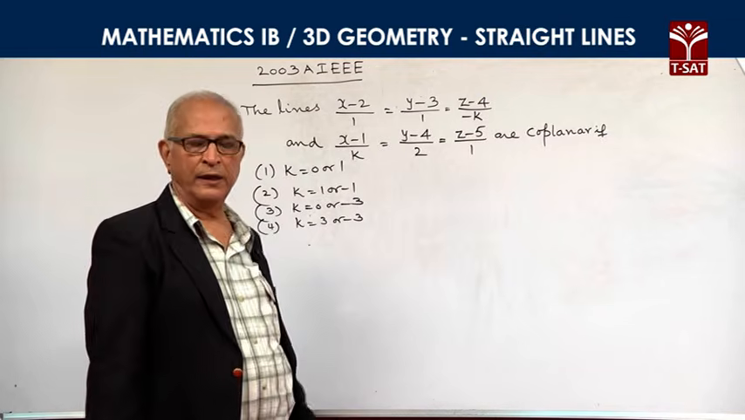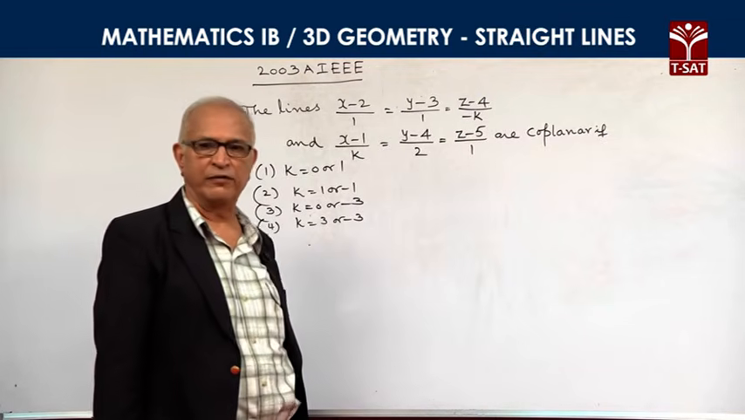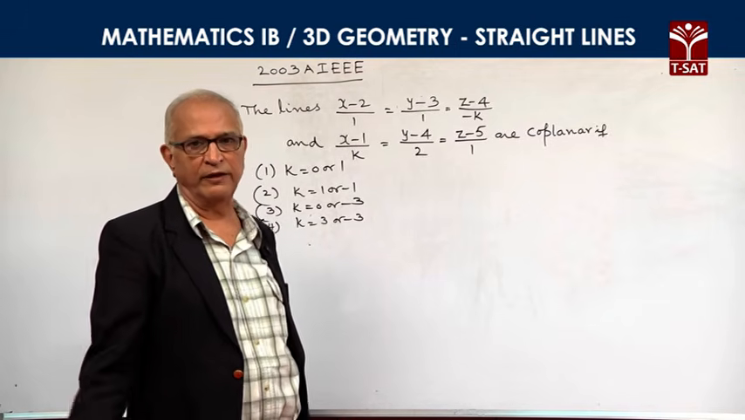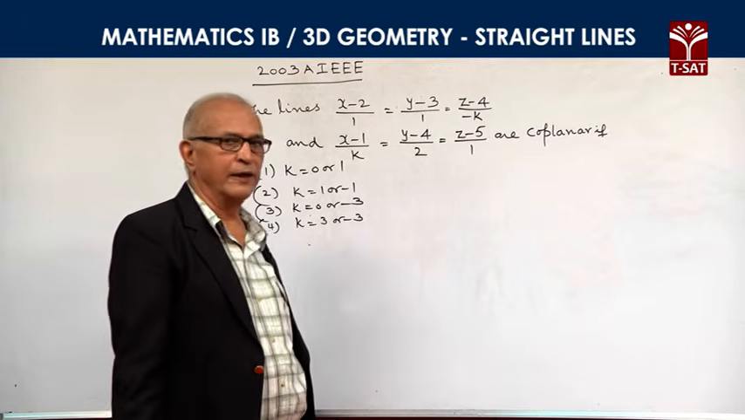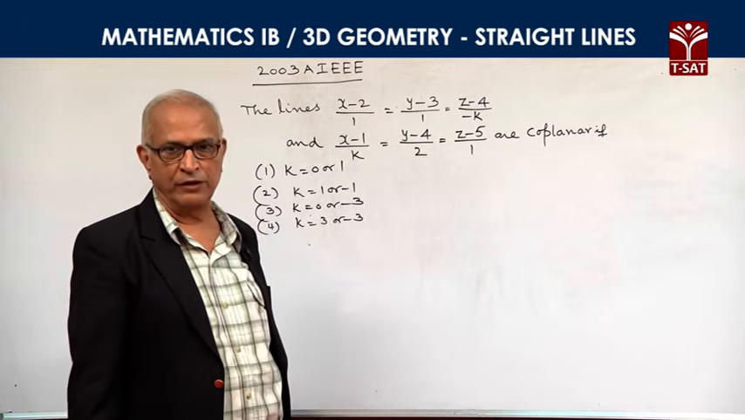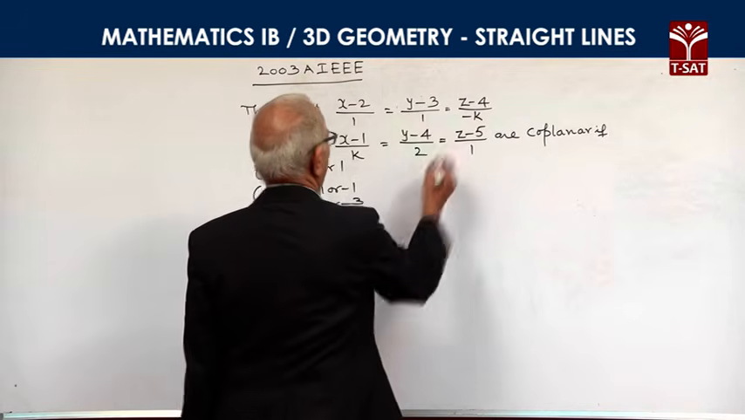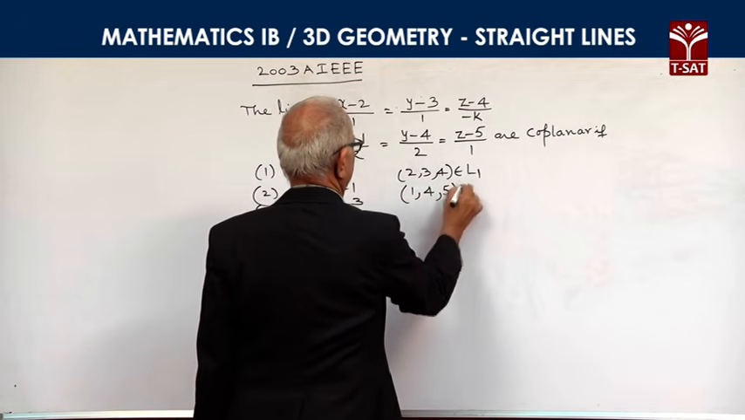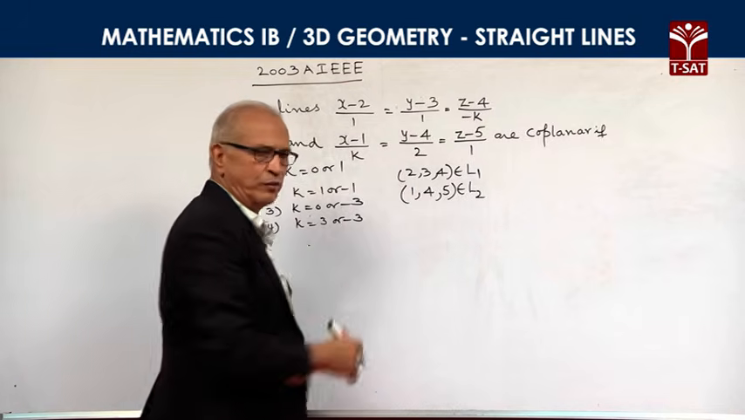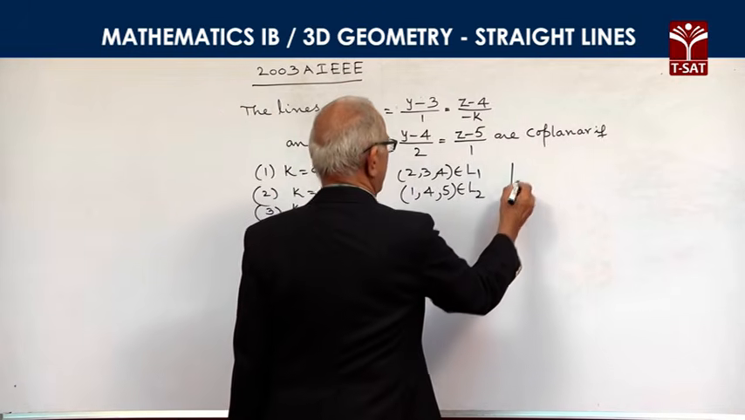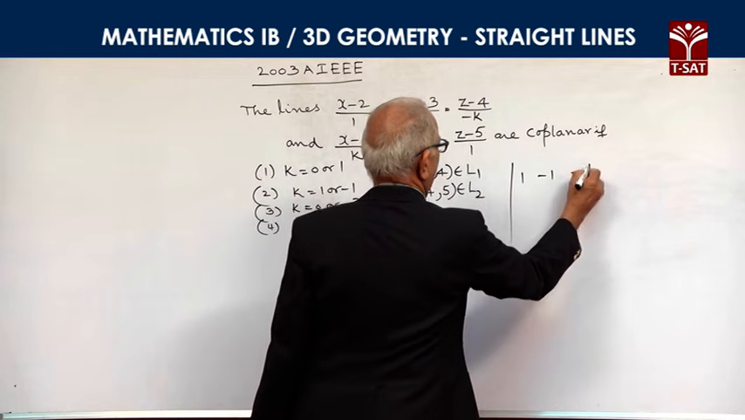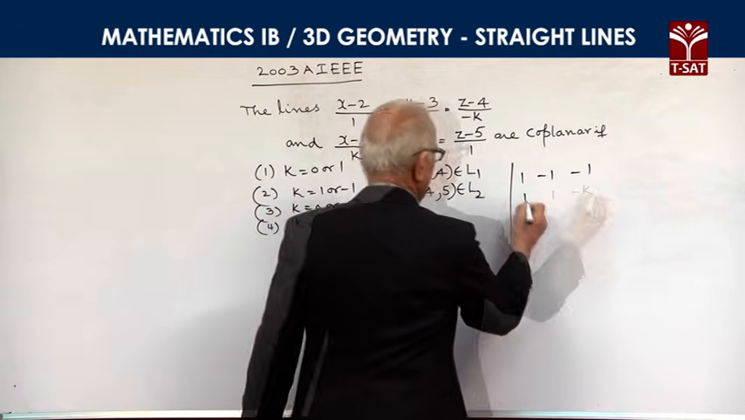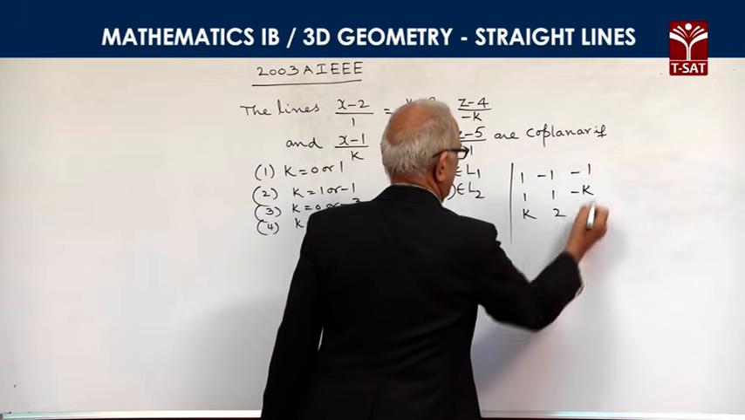Given that these two lines are coplanar, he is asking the value of k. What are the values of k for which the two lines lie in the same plane? Well, we apply the condition: the determinant with first row x1 minus x2, y1 minus y2, z1 minus z2, second row L1, M1, N1, last row L2, M2, N2 equal to 0. Here 2, 3, 4 is a point on the first line and 1, 4, 5 is a point on the second line. So this is x1, y1, z1, this is x2, y2, z2. Therefore, the condition for coplanarity is: first row 2 minus 1, 3 minus 4, 4 minus 5, that is 1, minus 1, minus 1. Second row, direction numbers of the first line, 1, 1, minus k. Last row k, 2, 1, equal to 0.